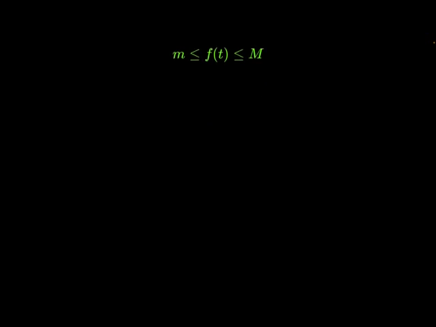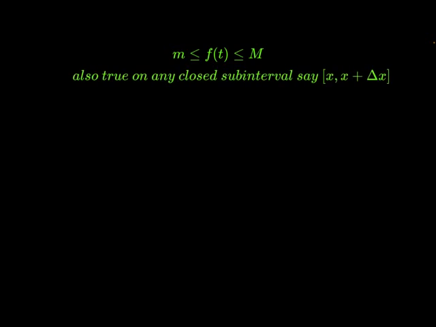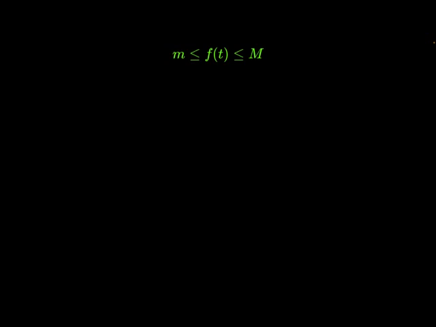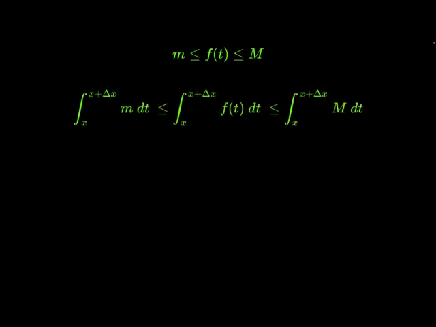Notice that the function would still be continuous on a subinterval of our original interval, and so the theorem would hold on a subinterval, say, from x to x plus delta x. It is a property of Riemann sum areas that if one function is larger than another on an interval, then its Riemann sum area is larger than the latter's on the interval.